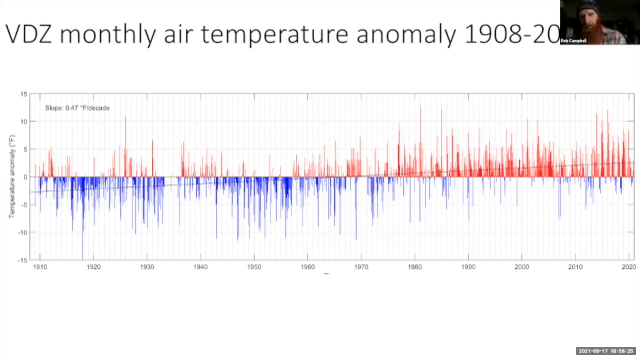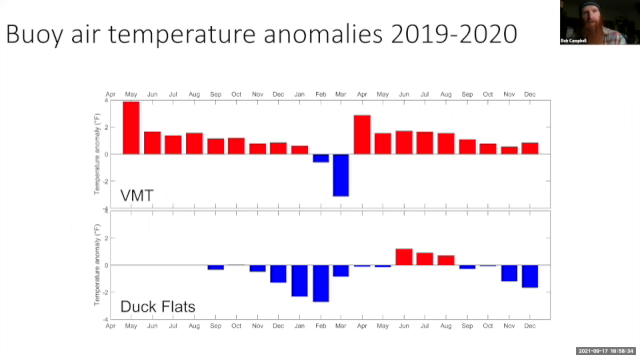So I can take those temperature averages and then use those to look at the buoy observations to see what those anomalies look like. And that's what I have here. This is over just the buoy record monthly average temperatures at the VMT and the Duck Flats. Clearly warmer than average at the VMT.